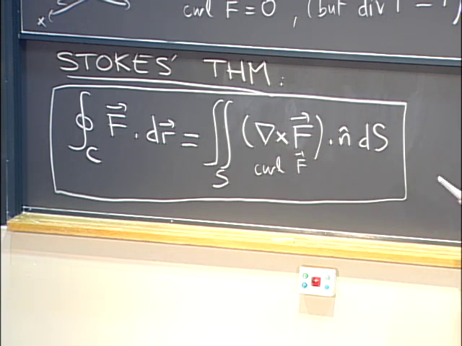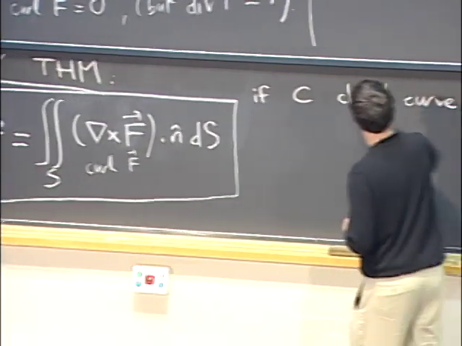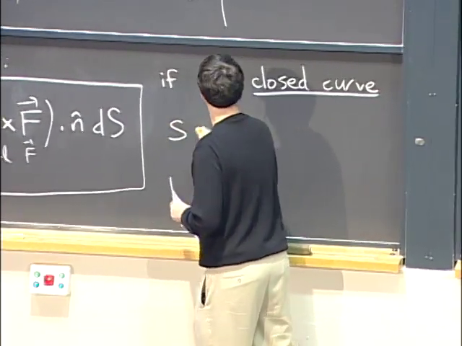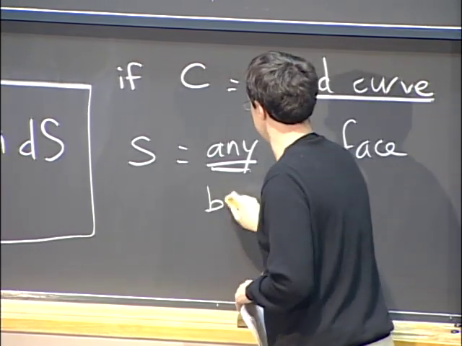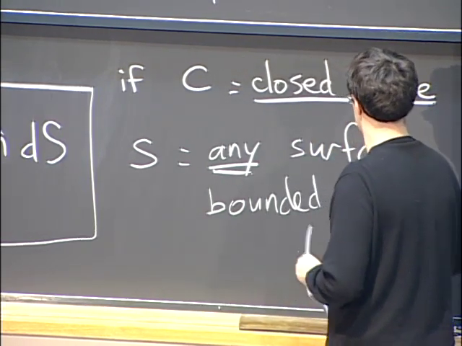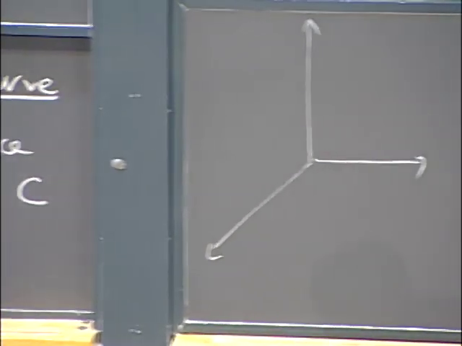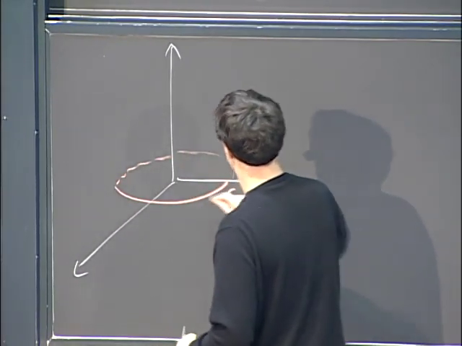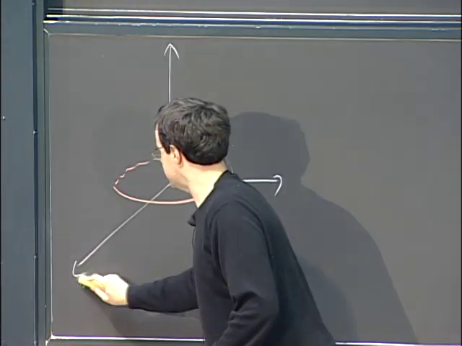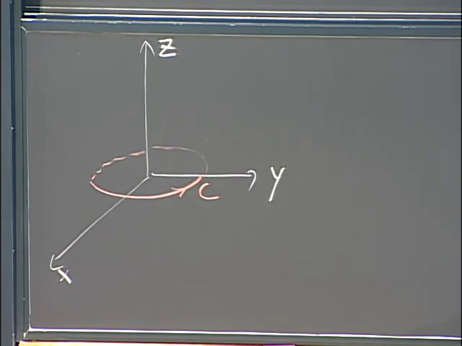So I should clarify what this means. C has to be a closed curve in space, and S can be any surface bounded by C. Okay, so for example, let's say that I have to compute some line integral on, say, the unit circle in the xy plane. Of course, I can set up the line integral directly and compute it by setting x equals cosine t, y equals sine t, z equals 0.